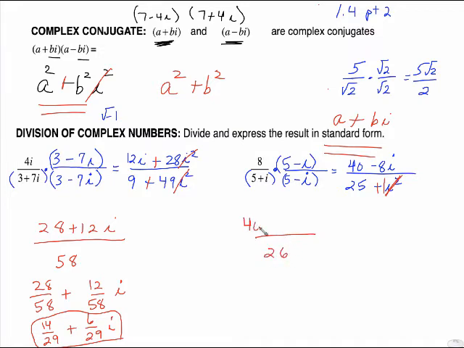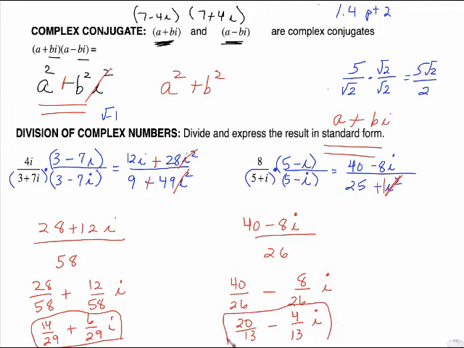The top is already in standard form, but I still have the situation where I need to separate this out. So 40 over 26 minus 8 over 26i, and then reduce. And remember, if you're not very good at reducing on your own, type it in your graphing calculator, and that reduces. So I can reduce this by 2, which gives me 20 over 13, minus, reduce this by 2, 4 over 13 times I. And that is your answer in standard form.